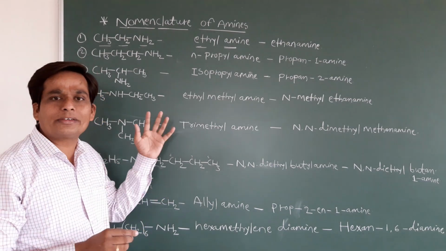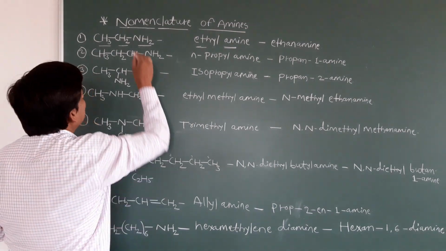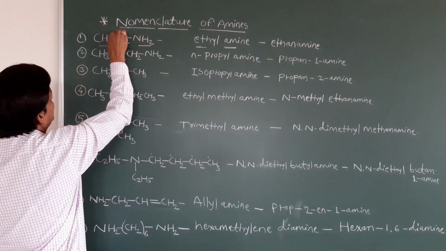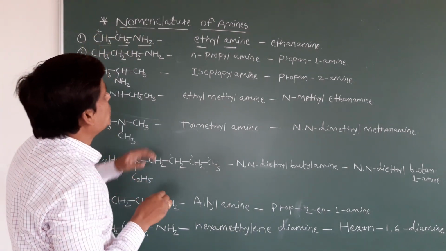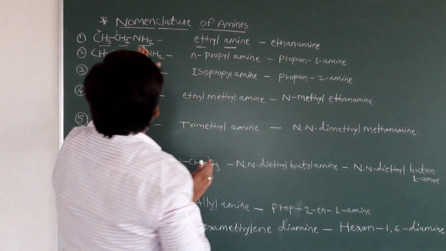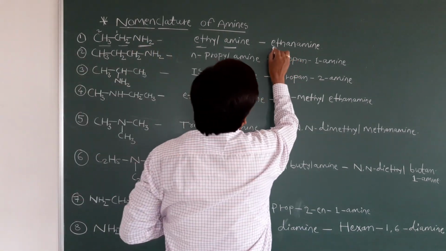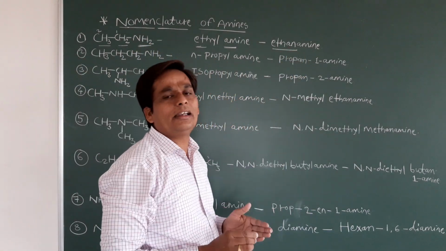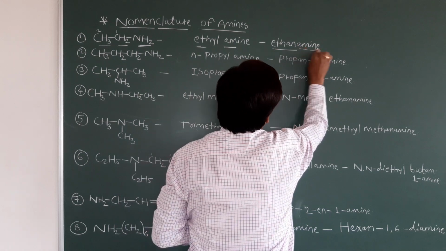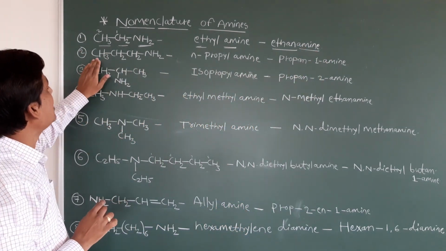You have to select the longest continuous chain. From the functional group, you have to start the numbering. So this is your functional group, and you start the numbering from here. 2 carbon means it is what? Ethane. In fact, ethane is replaced by this functional group. This functional group is what? Amine. So here I have written ethane, and in that ethane I am replacing the e and attaching the suffix amine. Ethanamine.